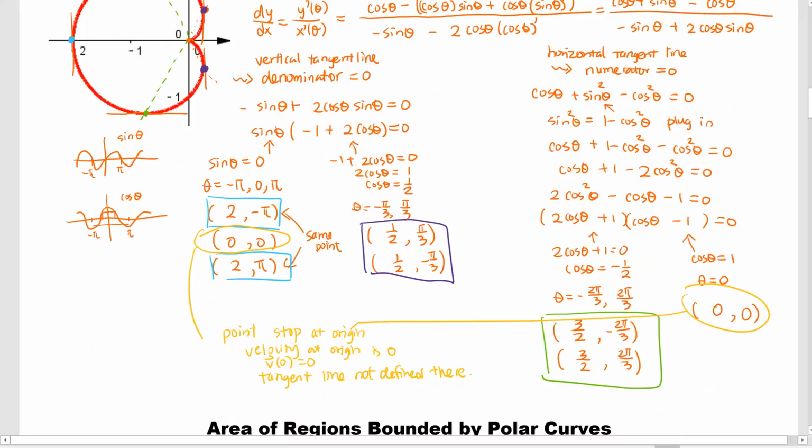Okay, because the derivative does not exist. It could be like we have a vertical tangent, but in this case the point stops there right at that moment. So we don't have a direction.